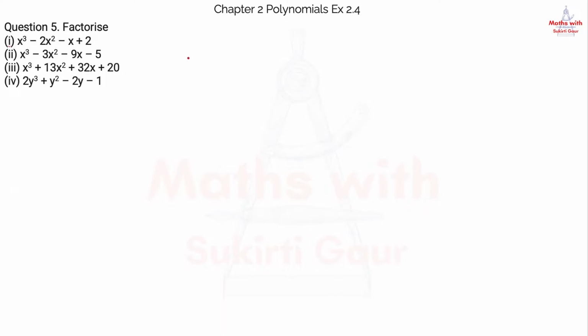So in this video we are going to start with question number 5, exercise 2.4, chapter 2 polynomials. This is from class 9th Maths NCERT book. So let us read the question first. There is nothing to read. Well, question number 5 is factorize, and these are all our 4 parts.